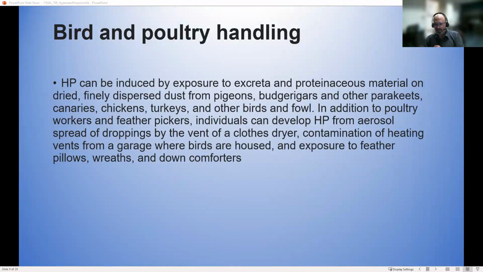Also to keep in mind is where the air intakes are. So is the air intake for air conditioning systems near a spread of droppings? Or basic things like feathered pillows, wreaths, and down comforters.